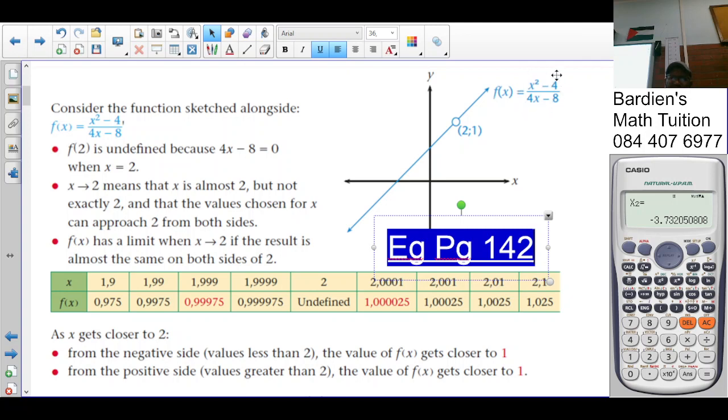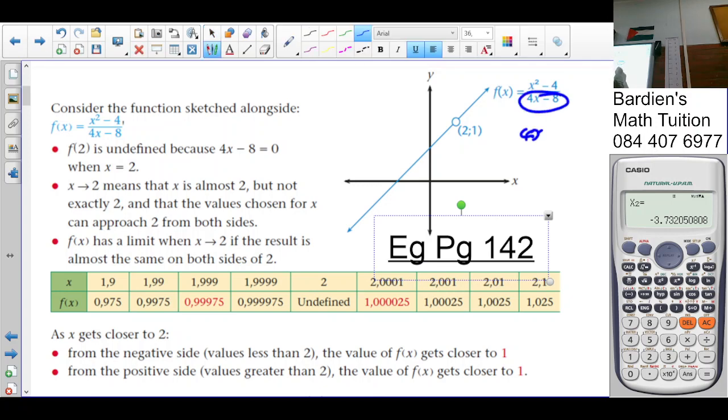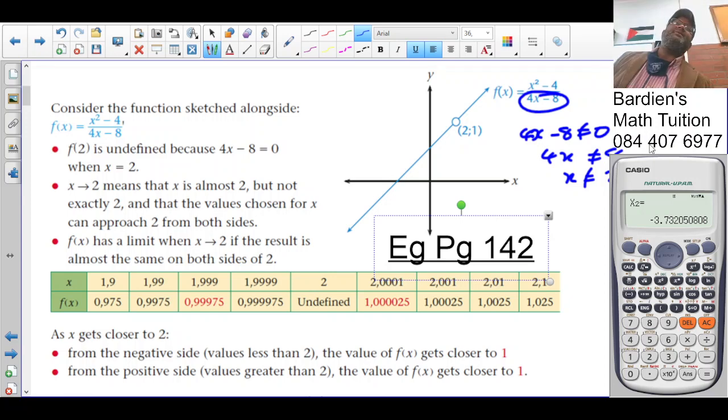You see this graph, x squared minus 4 over 4x minus 8. If I put that into the graphing program, then you'll get a straight line out. But we know that this graph doesn't exist where x is equal to 2. Why? Because the denominator, 4x minus 8, can never be equal to 0. 4x can never be equal to 8, so x can never be equal to 2. And that is why it has what they call a removable discontinuity at that point. Can you see that, people?